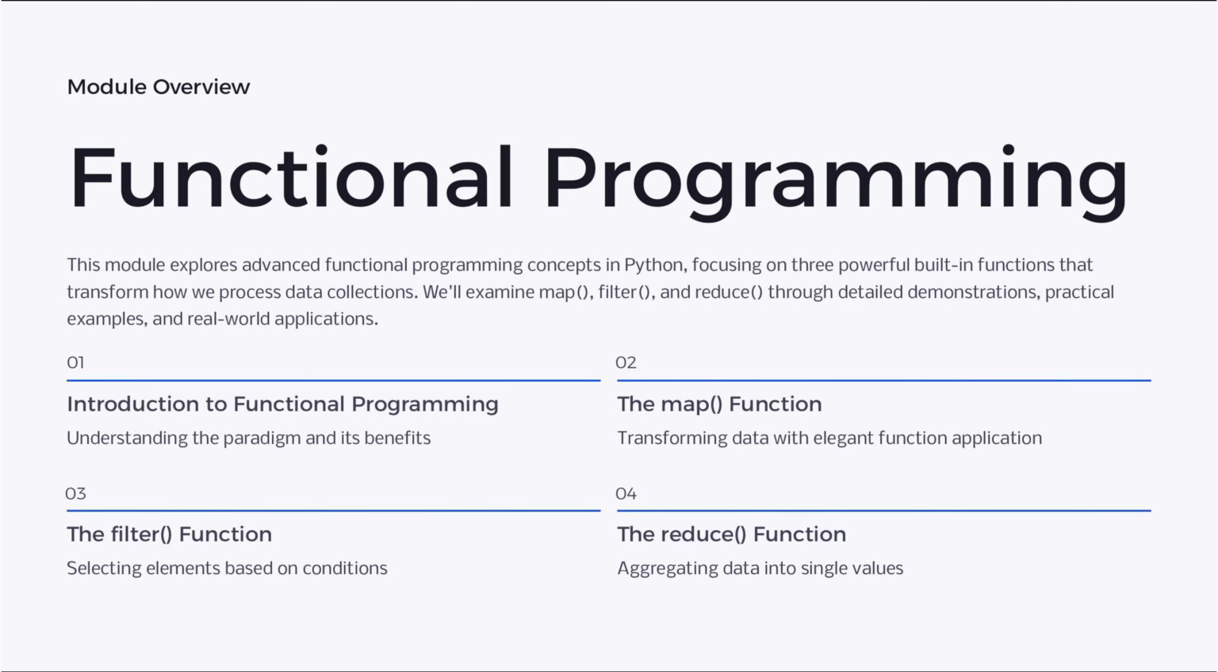Functional programming in Python leverages map(), filter(), and reduce() for efficient data processing. Map() applies a function to each item in a collection, transforming data elegantly. Filter selects elements meeting specific conditions, refining datasets. Reduce aggregates data into single values, streamlining complex operations. These functions embody functional programming principles, enhancing code predictability and conciseness.